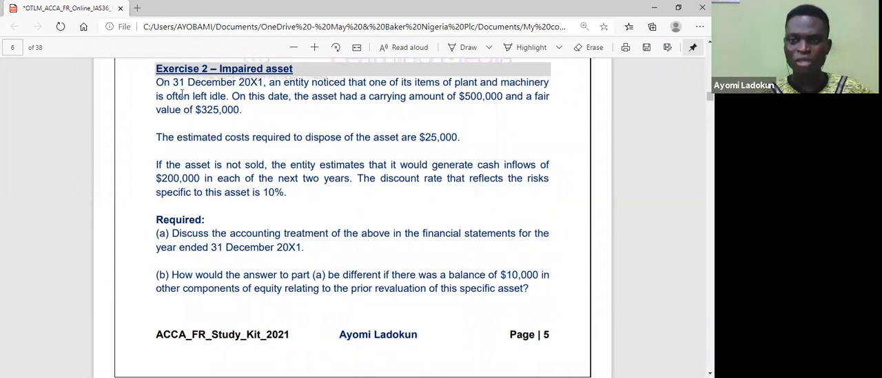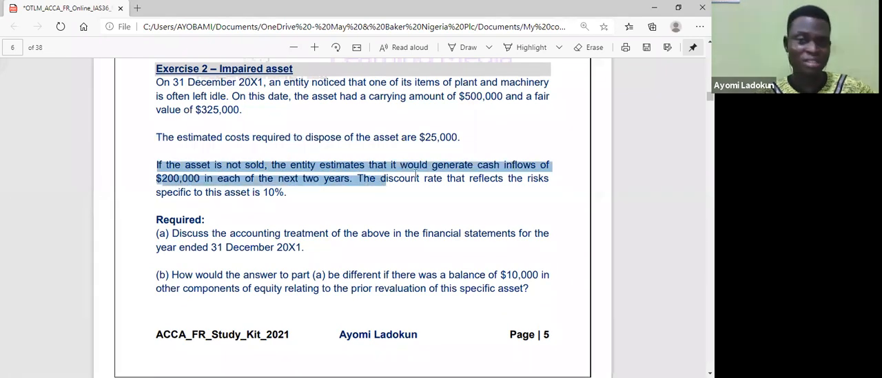Now let's go straight away to exercise 2. On 31st December 20x1, an entity noticed that one of its items of plant is often left idle. On this date, the asset had a carrying amount of $500 and a fair value of $325. The estimated cost required to dispose of the asset is $25,000. The asset is not sold.